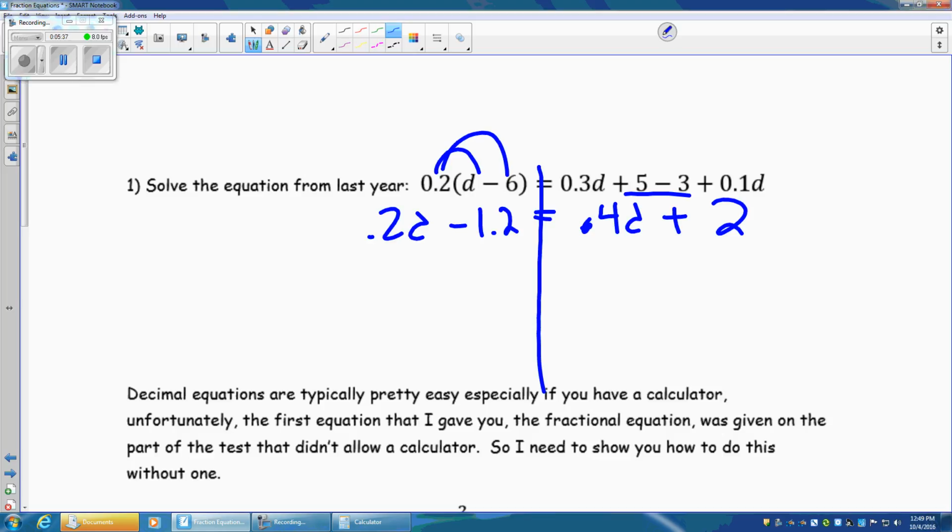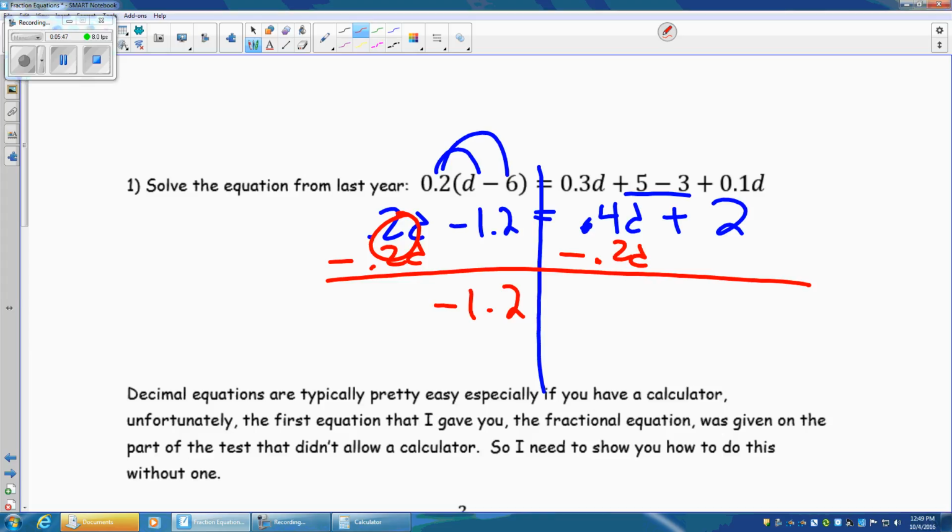All right, so now let's get all the variables to one side. I'm going to minus 0.2 and minus 0.2d. I drop down the negative 1.2. I'm assuming a lot of us messed up right there. Make sure that it's negative 1.2 is equal to 0.2d plus 2.